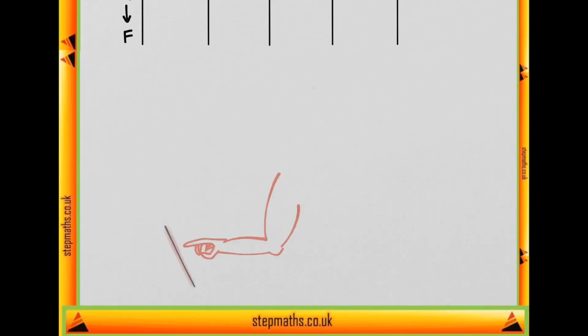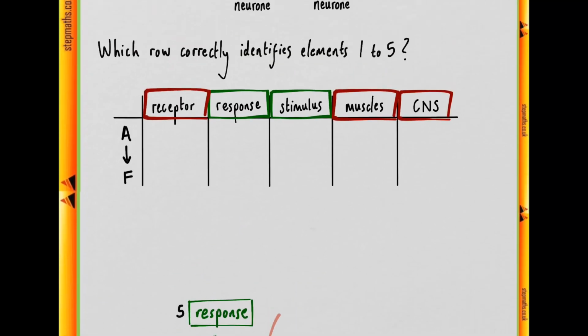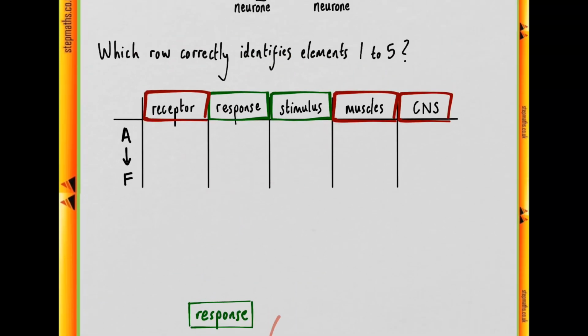our reflex arc. So a hypothetical example, a hand touching a hot surface. So we'll have our stimulus, our hot surface touching the finger, and we'll have our response, the hand moving away. Now we should know that this would be 1 and 5 respectively on our table. So we can fill that in, 1 and 5.